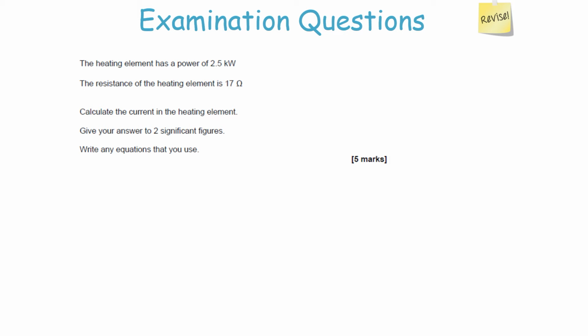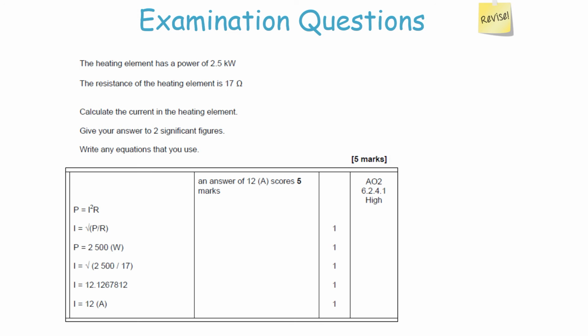Right, so if it's a 5-mark question, it means you're going to need to use quite a complicated equation or multiple equations, and you're going to have to check for prefixes in your question. So if I look in the information given, the power is given as 2.5 kilowatts. Now kilo means 1,000, so the power is 2,500 watts. Now we should know that the equation for power with current and resistance in is power equals I squared R.